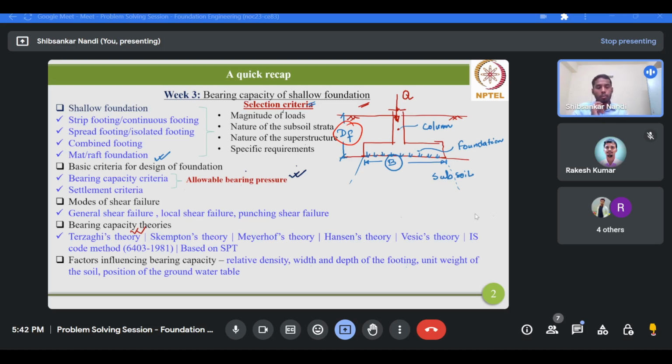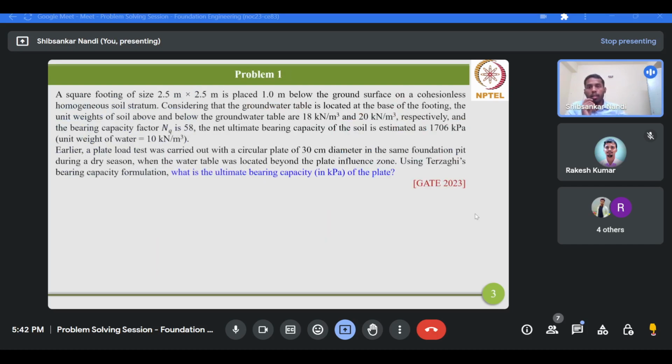So already we have spent much time on this part, so we'll not spend any more. We'll directly take a few numerical problems. So we'll start this problem solving session by taking a few problems from the GATE examination. Okay, so the recent GATE examination, that is GATE 2023.